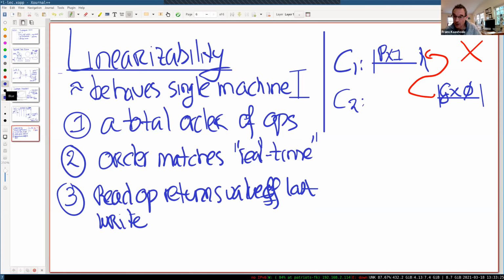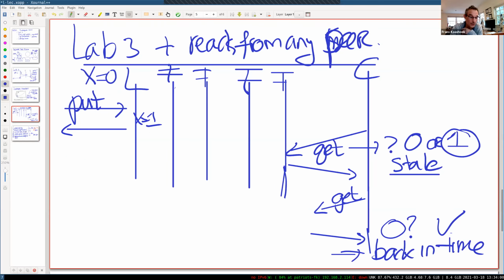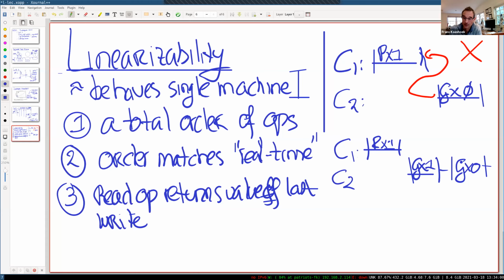Okay, let's do a second one, like our other example. So we had a client 1, again, it does the put. And I'm going to draw it a little bit more compact because I don't have much space. And we do put, then there's the read or the get. The get returns 1. So we're not in the first case, but in the second. And then we have a get that returns 0. And so that's the second case that we looked at, the back in time case. And again, we can ask ourselves the same question. Is this allowed by linearizability?